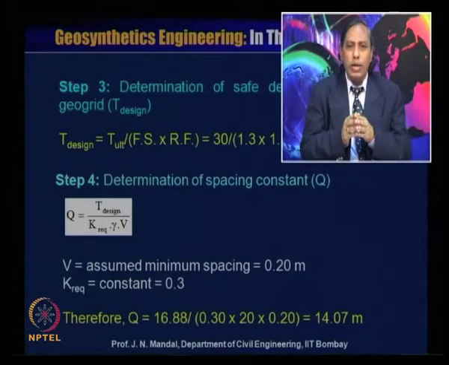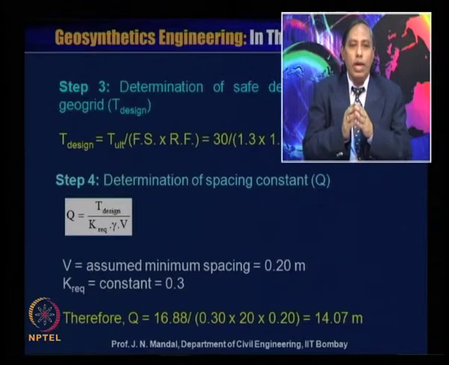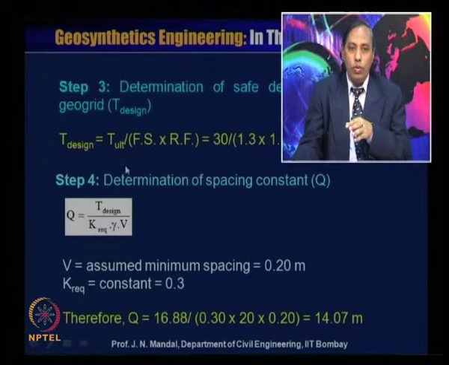Step 4, determination of spacing constant, that is Q. So, Q is equal to T design by K required into gamma into V. This I talk about, that is the spacing constant. So, for V, you can assume this minimum spacing is 0.20, and K required is 0.3, constant. So, therefore, you can calculate what will be the Q, that means the spacing constant.